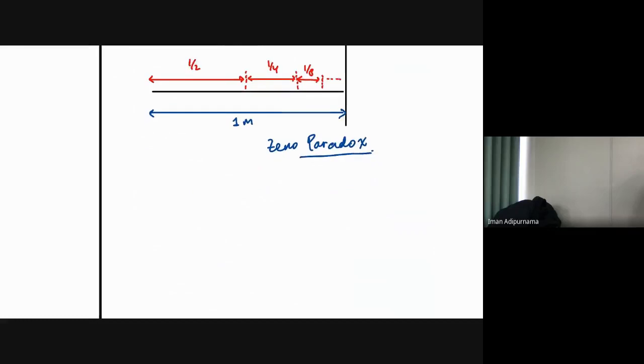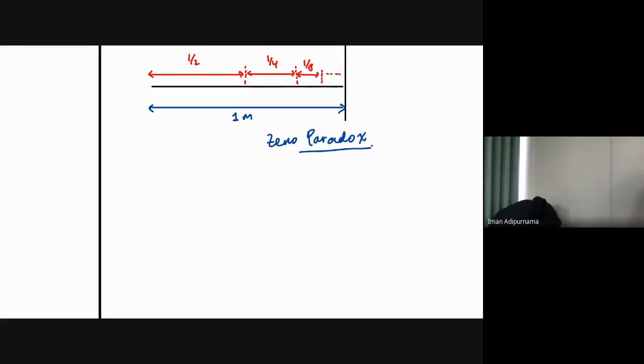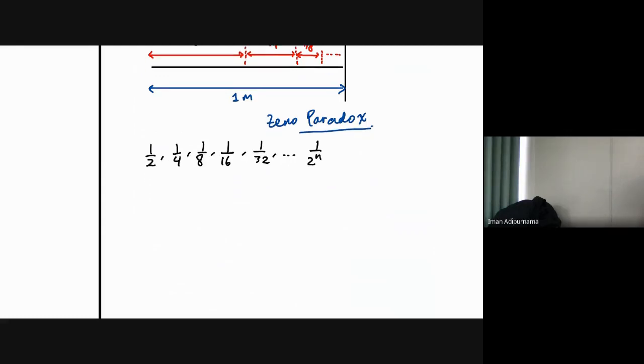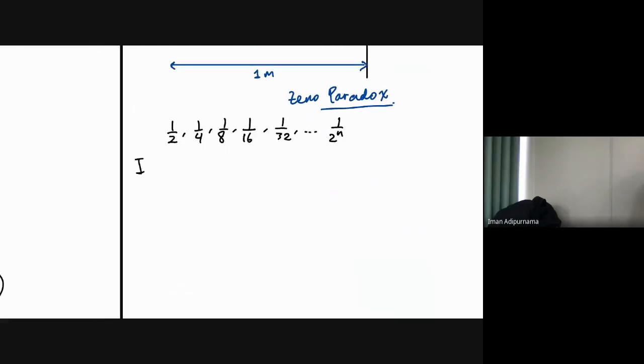So let me write all the distances the man walks. It's half, and then 1/4, 1/8, 1/16, right? 1/32, etc. And from this scenario, from this paradox, we know that we will have something called an infinite sequence. So the sequence or infinite sequence is a list of numbers written in order.